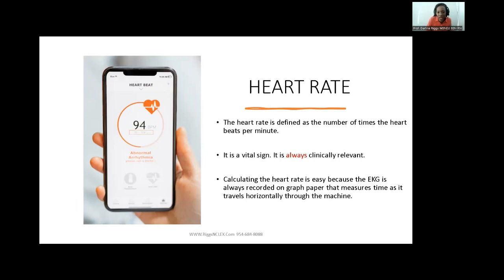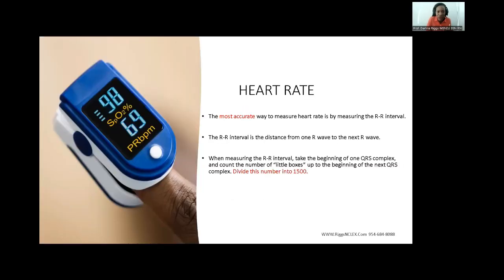So there are different ways to calculate the heart rate from an EKG strip. Let's go over a couple different ways. I know some of you, while you were in school, your instructor may have taught you one way or another. So whatever way you learned while you were in school, if it works for you, don't change, okay? Of course, if it's not working, then I would advise you to change.